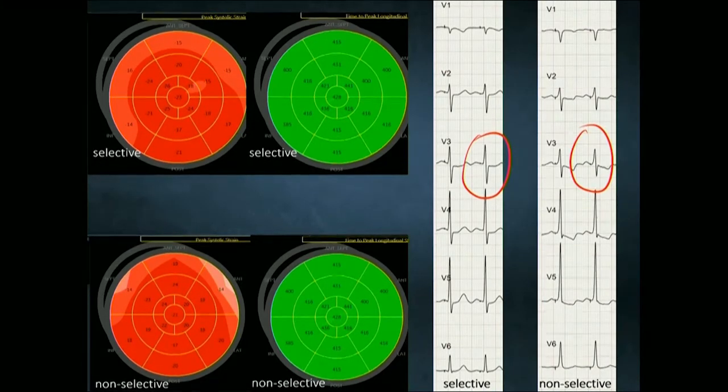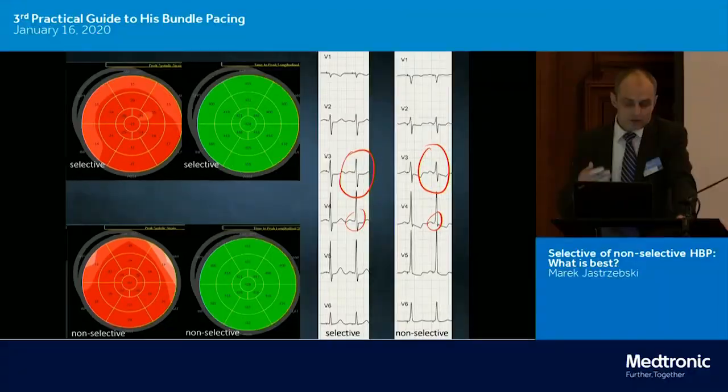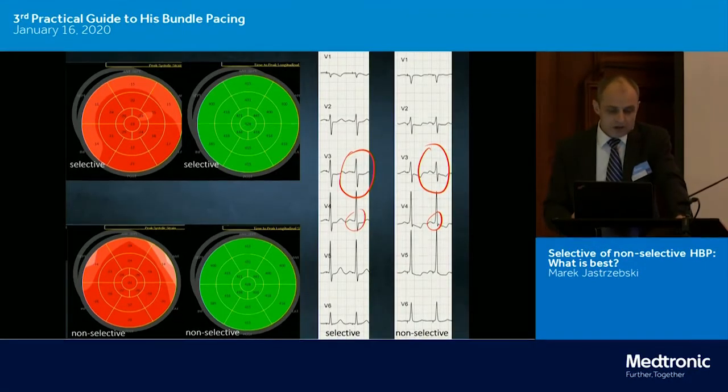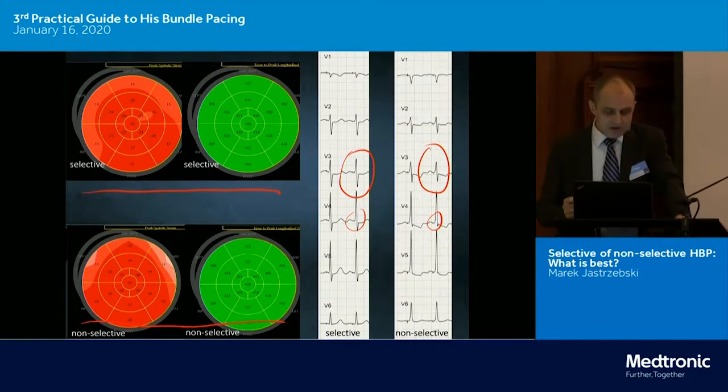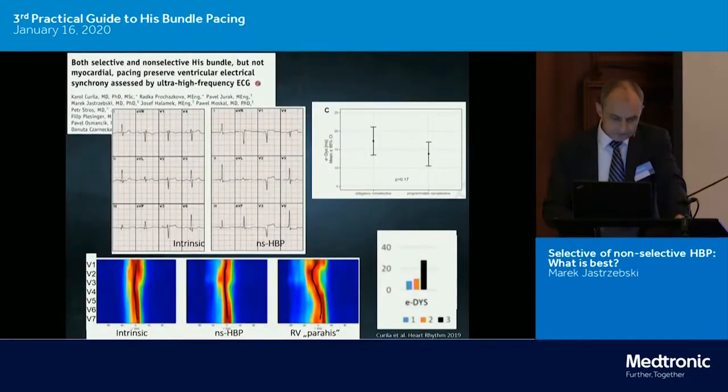There is this pseudo-delta wave here, yes, it is there, but it doesn't impact the QRS too much. If you look at those patients with the echo, either time to peak longitudinal strain or peak systolic strain, there is absolutely no difference. Selective or non-selective, it's nice, it's synchronous. So this type of non-selective versus selective for me is not an issue. This is just a cosmetic issue of the ECG, not a contraction issue, not an outcome issue.